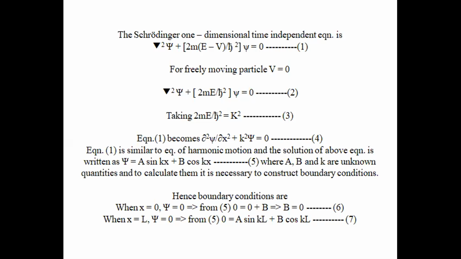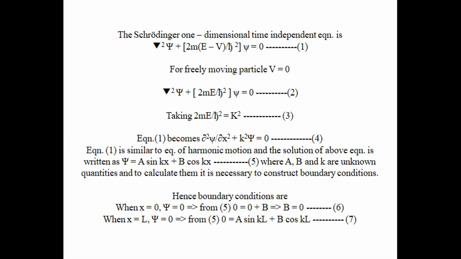Now equation 1 is similar to the equation of harmonic motion, and the solution of the above equation is written as psi equals a sin kx plus b cos kx, where a, b and k are unknown quantities, and to calculate them it is necessary to construct boundary conditions. Hence, we know what the boundary conditions are. When x is equal to 0, psi is equal to 0. Applying this finally gives b equals 0, which is equation 6.